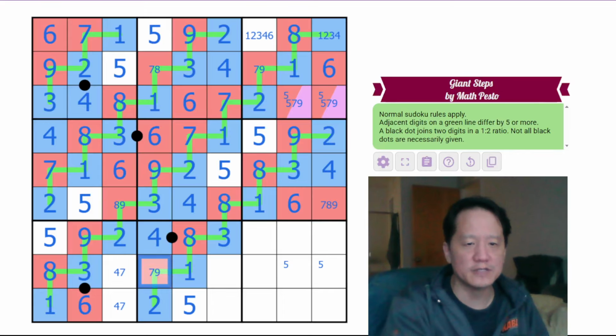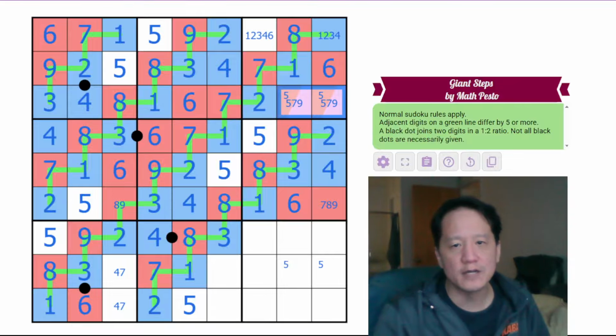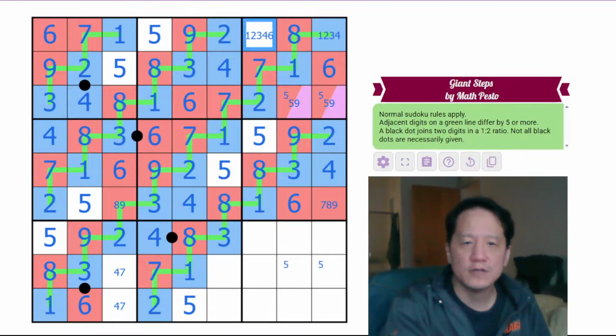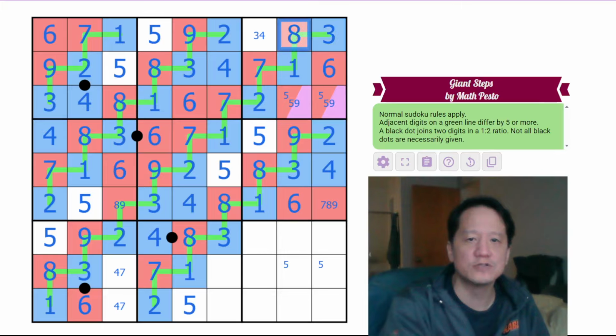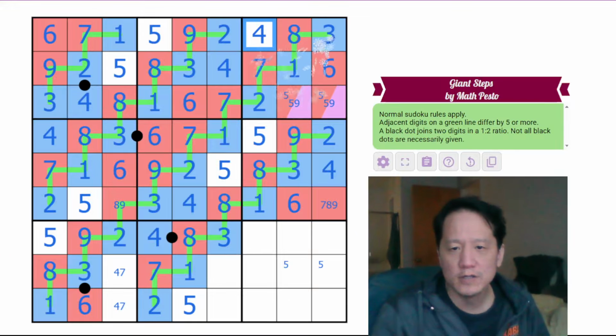9 here eliminates 9 here, so it's 7, which makes this 8, which makes this, and the 9 in the row eliminates 9 here, so it's 7, which means this cannot be 7. This can't be 6 or 1 or 2. No 1 or 2 here. 4 cannot be next to 8 on a Whisper 5 line, so this is 3, which makes that 4. That's 3 in the corner.